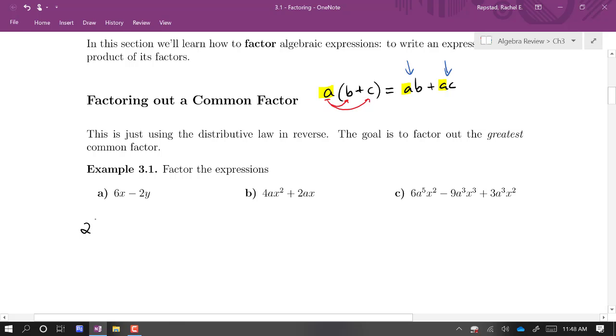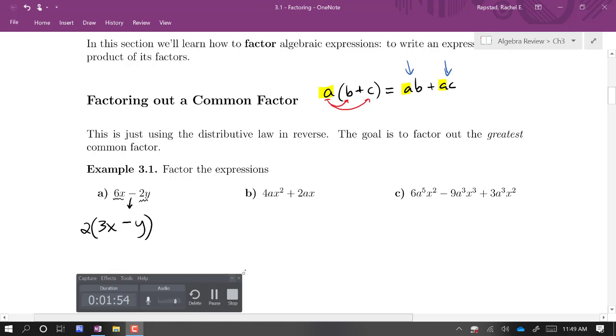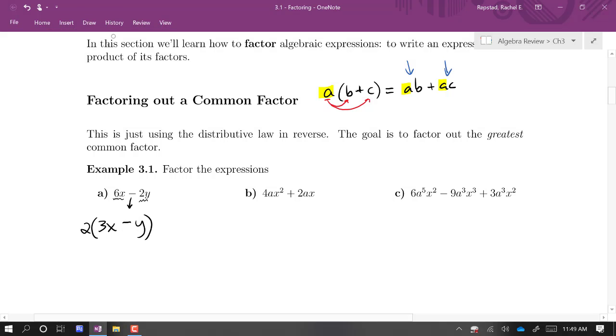Once I identify it, I start there, and then I open up a set of parentheses. Then we ask, what do I multiply by 2 to get 6x? And that is 3x. I bring down this minus. And what do I multiply by 2 to get 2y? And that would be just y. And so there we factored out the greatest common factor of 2. You can always check to see if you're right just by using the distributive property. If I were to distribute this factor of 2, we would recover the original expression.